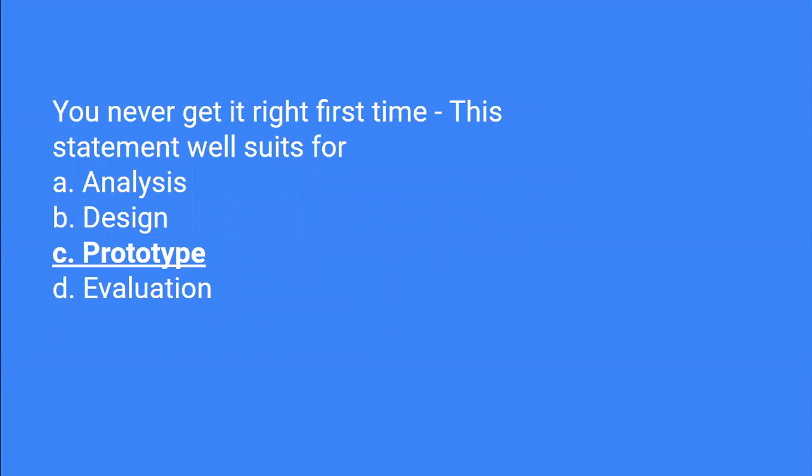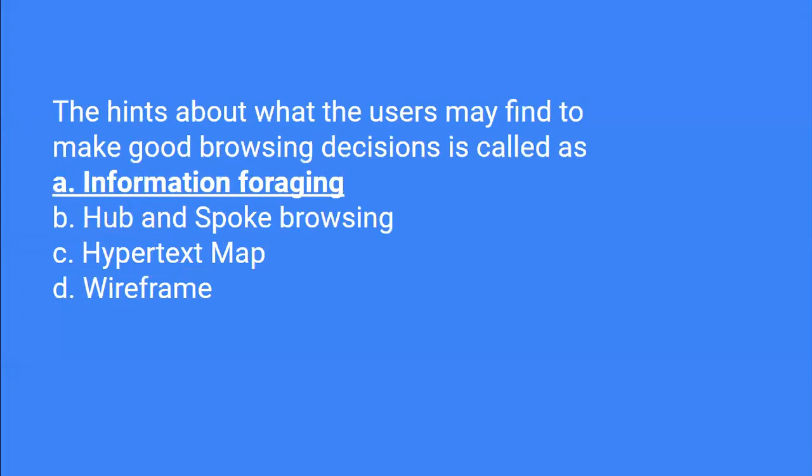You never get it right the first time. The options are analysis, design, prototype, evaluation. The answer is prototype. In prototype we can't get it right the first time. It may be a cycle until we get it right.